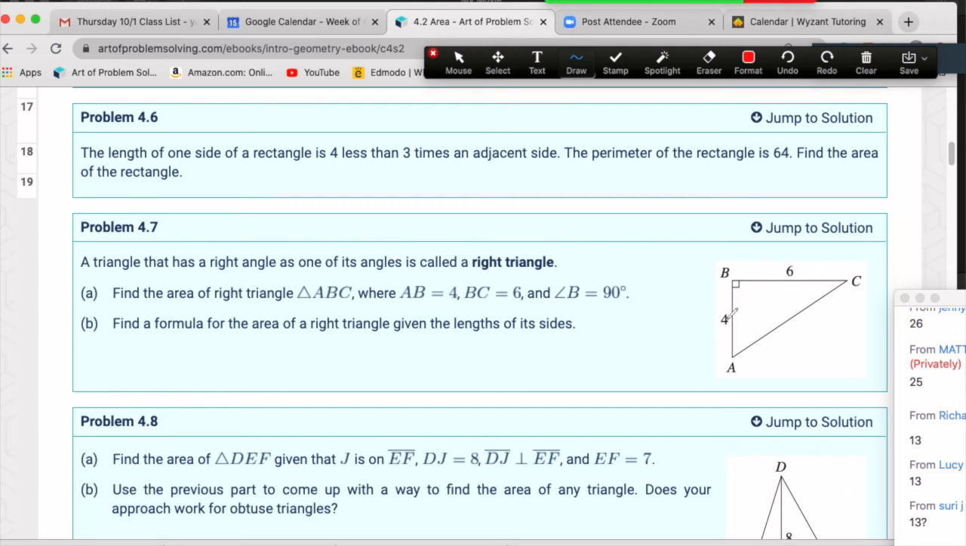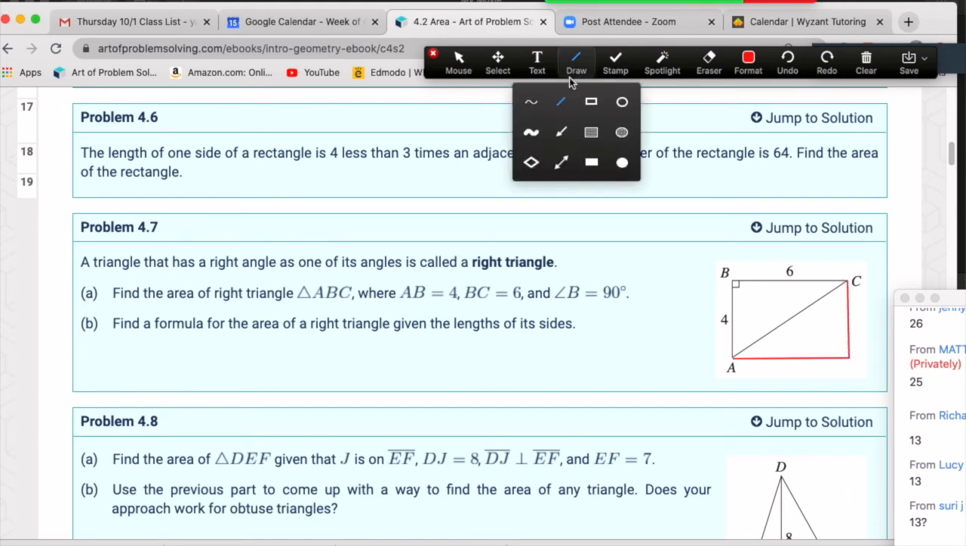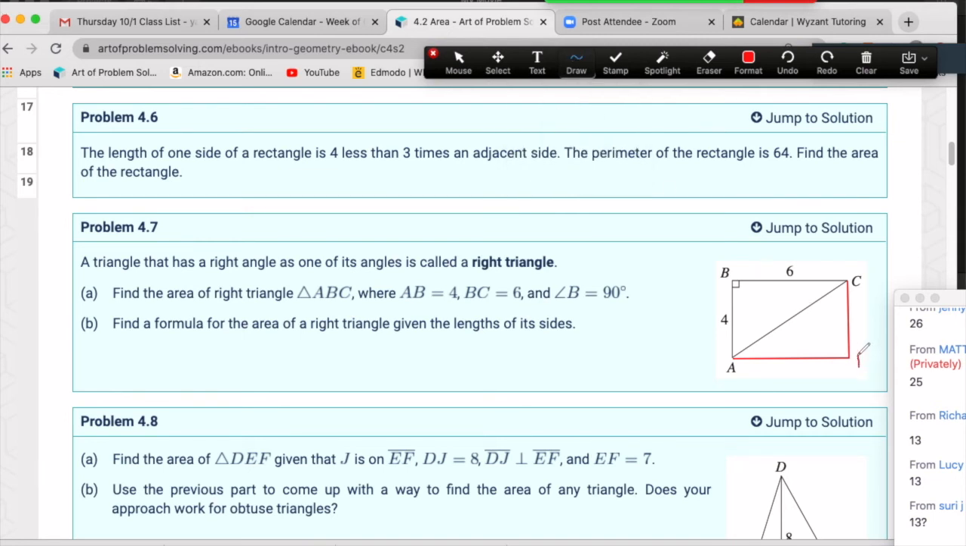Then the area of this triangle equals 4 times 6, then divided by 2. If you don't know this area formula, it does not matter. You can imagine you draw another exact triangle here. Then you connect this. Suppose this triangle is AB'C. You can see this triangle is congruent with this one. These two are congruent. That means the area of this triangle also equals the area of this triangle.